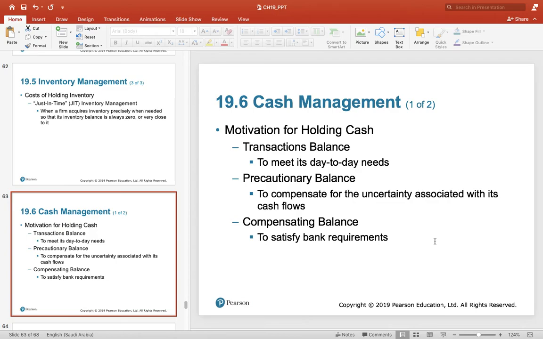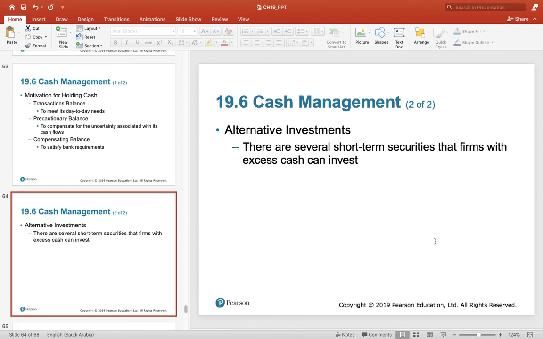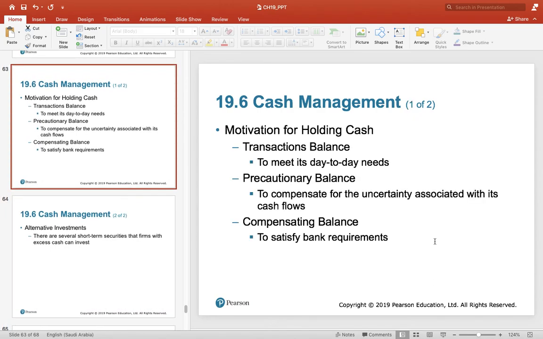So for example, for transaction need, you have to keep 100,000. For precautionary, you need to keep another 50,000, and minimum balance you need to keep in the bank 50,000. That means every time you need to have 200,000 in your bank account for all these three different requirements: transaction, precautionary, and compensation. Alternative investment, because when you are keeping the money in the bank account, it gives you no interest. There is normally zero interest on the current account banks give. Because you are getting no return, therefore you don't prefer to keep more money in the current account. What do you do?